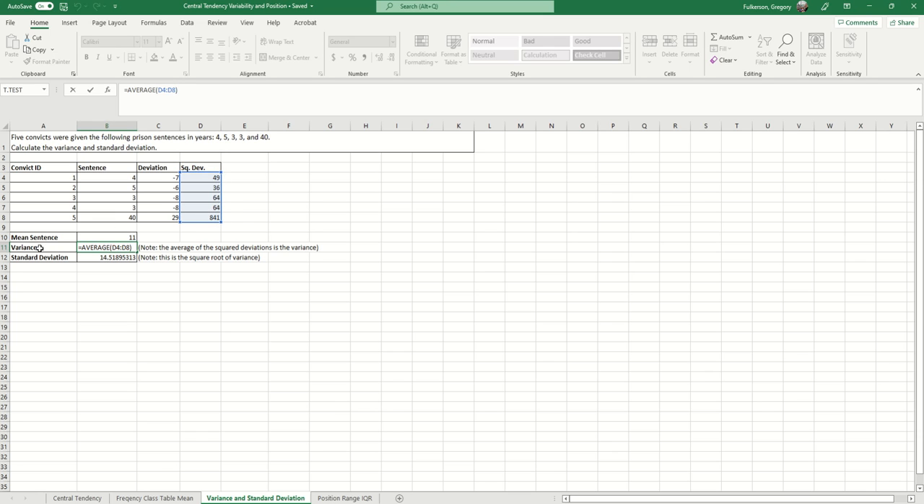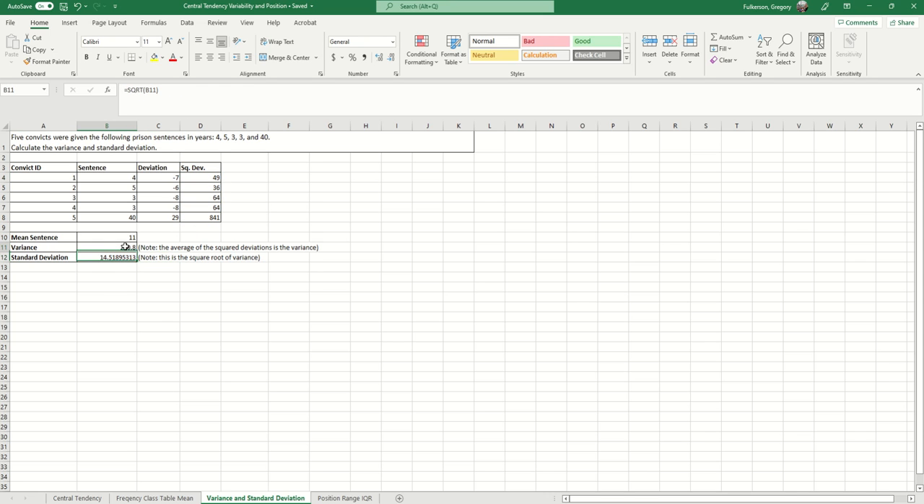So what we're doing, the variance is the average of the square deviations. We have the formula for an average, and then we're just looking at this range of values here for that average. And so we can see the variance is 210.8, right? So the average of the square deviations.